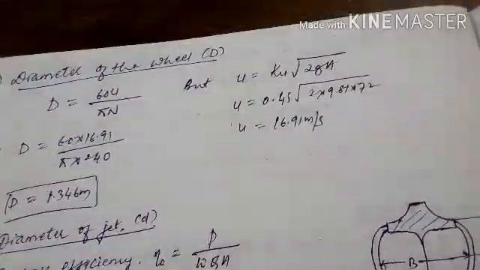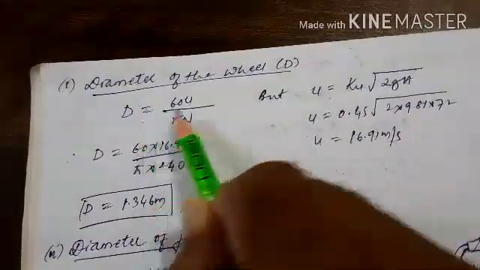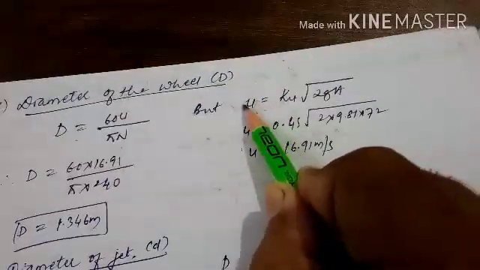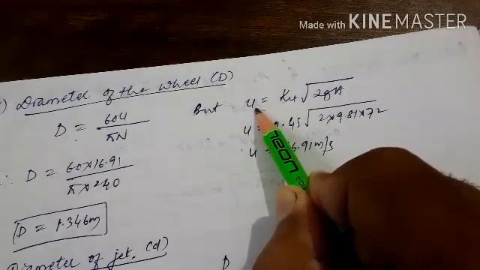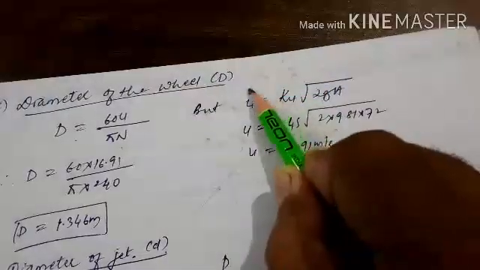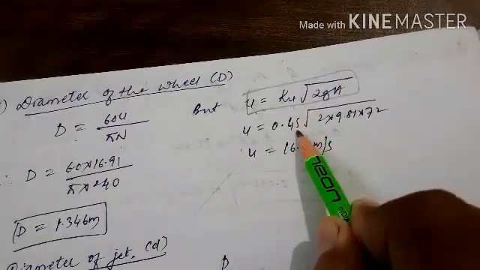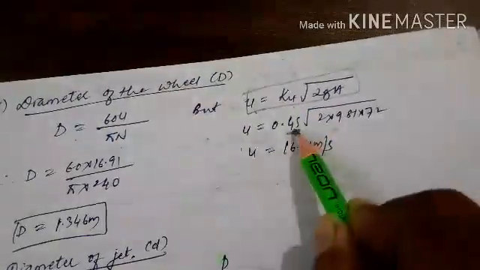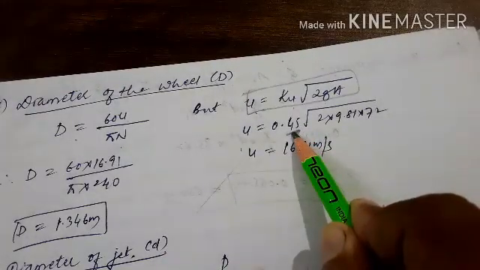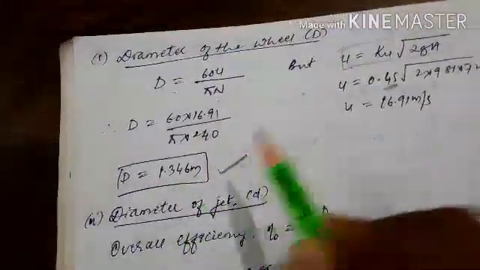So for that, let us first calculate the diameter of the wheel. The diameter of the wheel, capital D, is 60 into U divided by pi N, where U is the rotational or peripheral velocity, Ku into root of 2gH. We know this formula very well, so use this formula. Ku is the speed ratio, which will be given. If not given, you have to assume it; generally it will be given, and if not, it is to be assumed between 0.43 to 0.48. Then substitute here, and we get the diameter of the wheel.